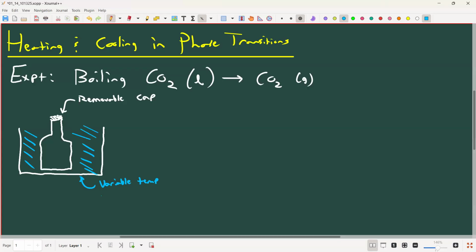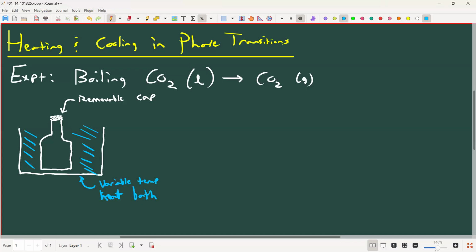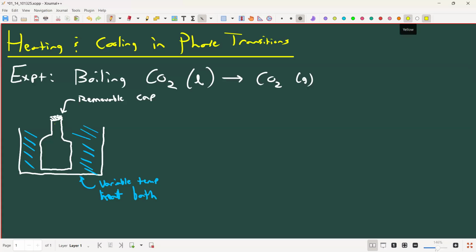This is a variable temperature heat bath, just like we'd use in lab. So you can set the temperature whatever you want, keep it constant. Right inside of this, we're going to have some coexistence of gas. We have our CO2 gas, and then we also have a liquid layer.